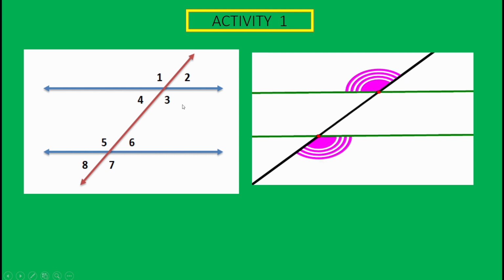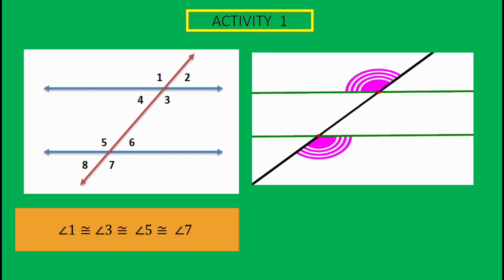म्हणजे कट केलेले हे जे अँगल्सचे पार्ट्स आहेत, ते दोन पार्ट्स तुम्हाला इथे तयार होणाऱ्या वेगवेगळ्या अँगल्स, 1 2 3 4 5 6 7 8 या अँगल्सवर प्लेस करायचे आहेत, ठेवायचे आहेत. आणि त्यावेळेस तुम्हाला असं दिसून येणार आहे की अँगल 1 इज कॉन्ग्रुएंट टू अँगल 3, angle 3 congruent to angle 5 and angle 5 congruent to angle 7.